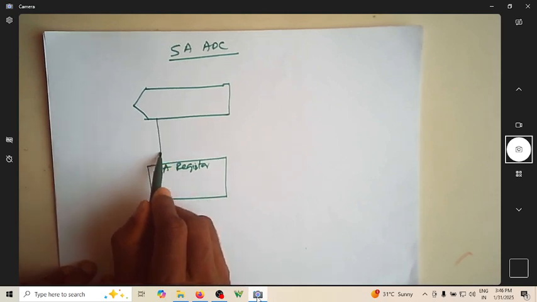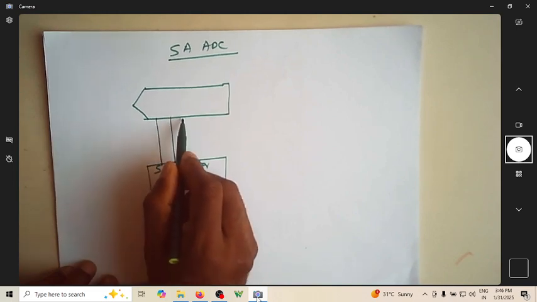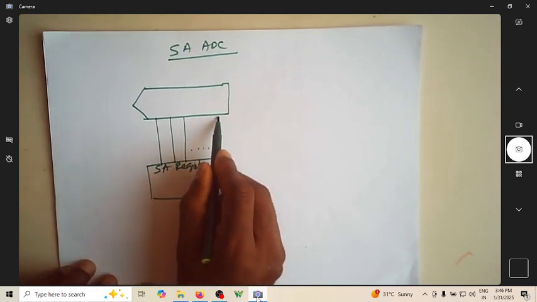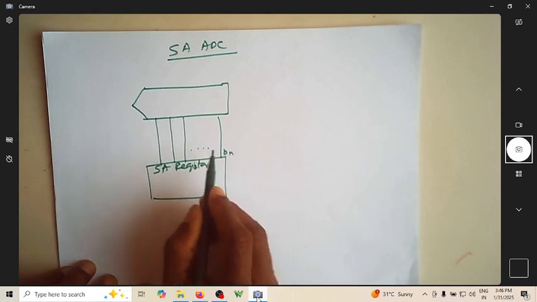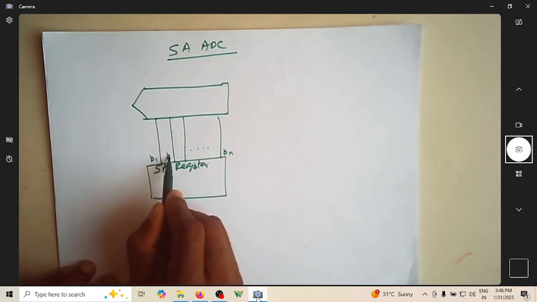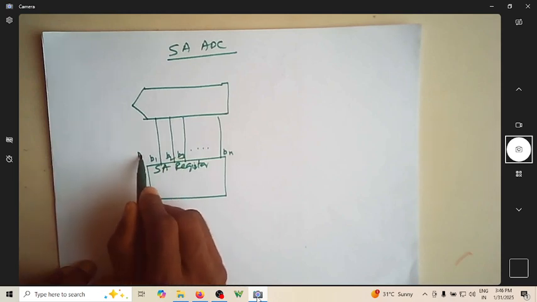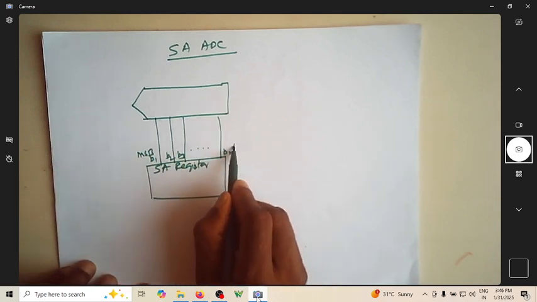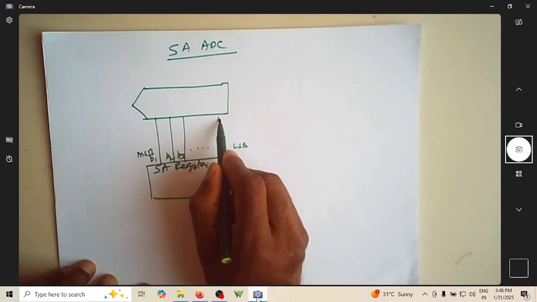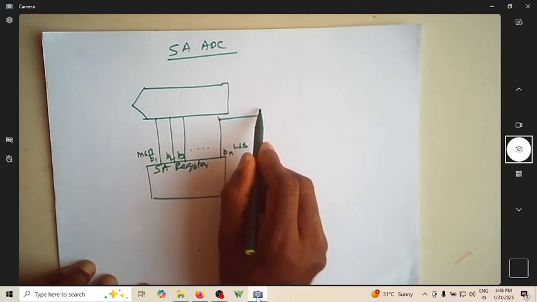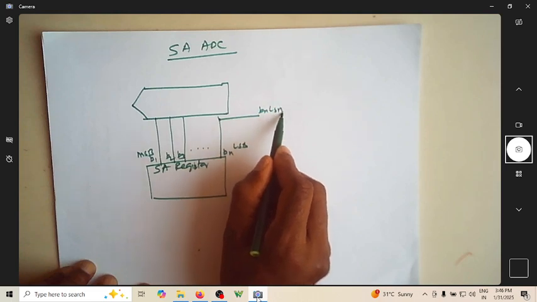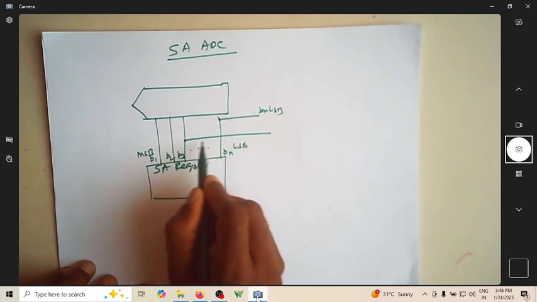Here also you have B1, B2, B3 going up to Bn, as we wrote earlier. B1 is considered to be the MSB. This is Bn, which is now the LSB. You can take a tapping from here.